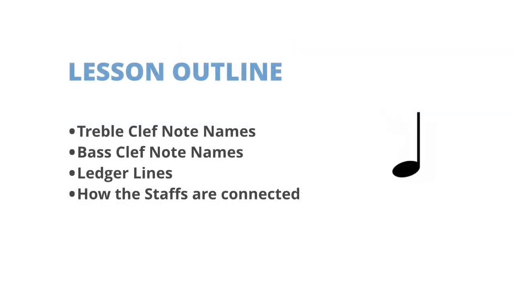In this lesson, we're going to build upon what we learned last time and talk about note names for the treble and bass clef, ledger lines, and how the staffs are really connected. Let's look at the treble clef first.